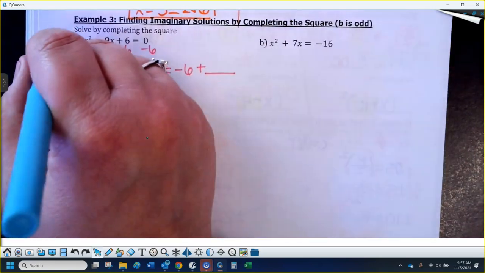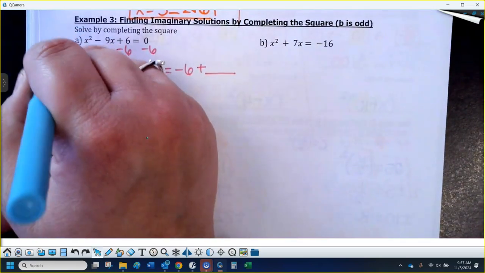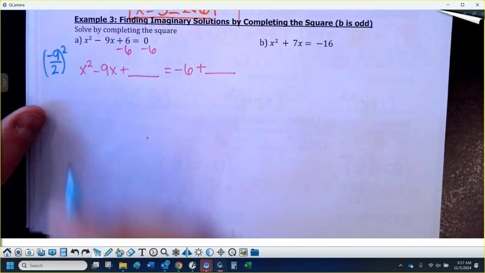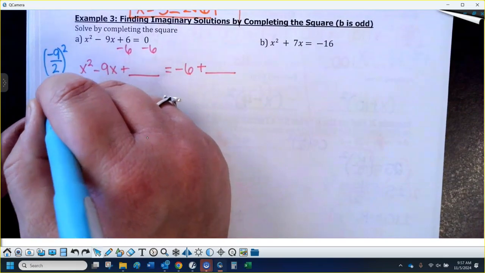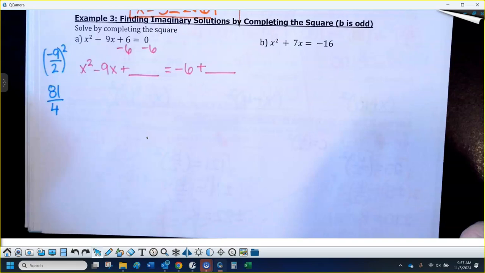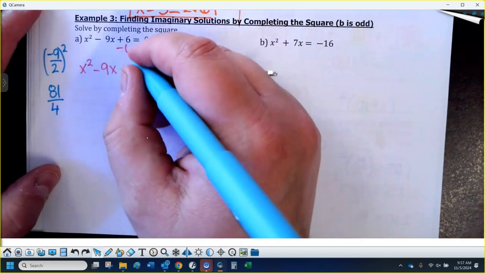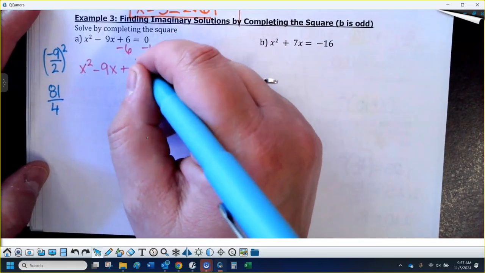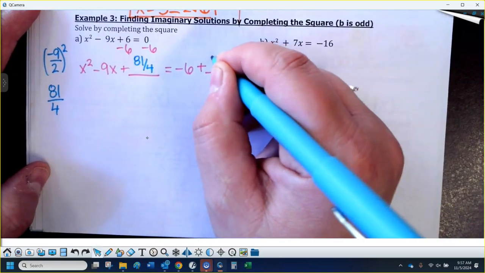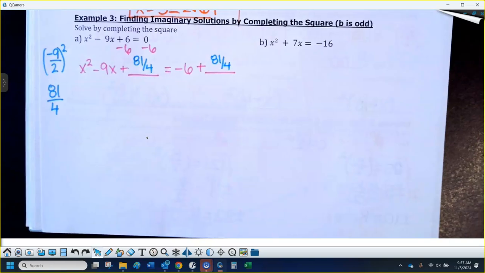So I'm going to take my b value, which is negative 9, divided by 2, and square that. I can't actually divide negative 9 by 2, it doesn't reduce. So we're just going to square. The top would become positive 81, the bottom would become 4. And leave this as a fraction. Do not write this in here as a decimal. I promise I'll show you why. It'll make it easier to work with as a fraction. So I'm just going to add 81 over 4 to both sides.